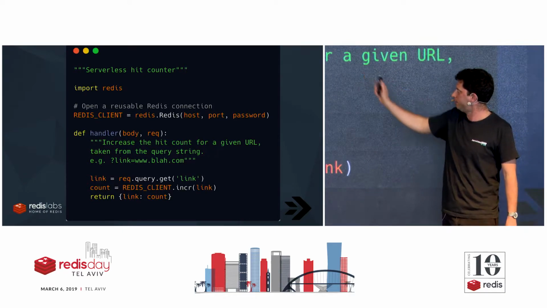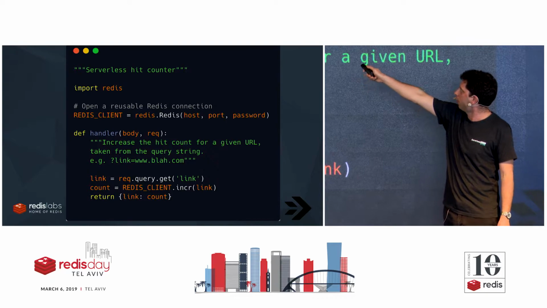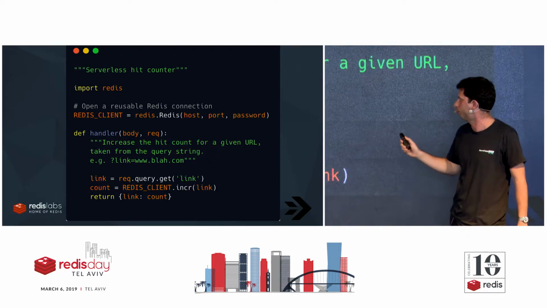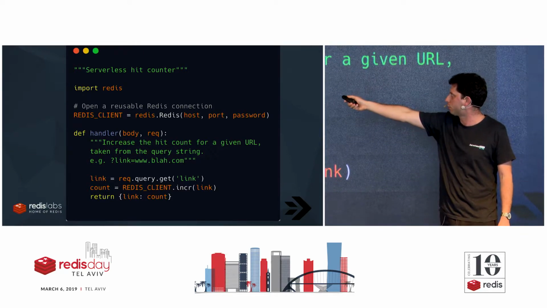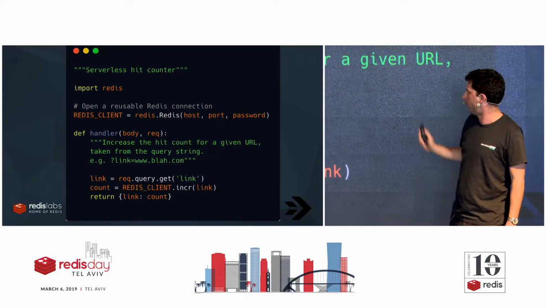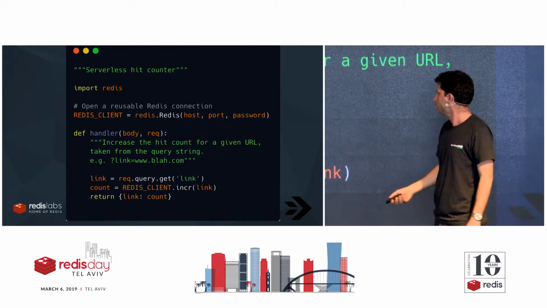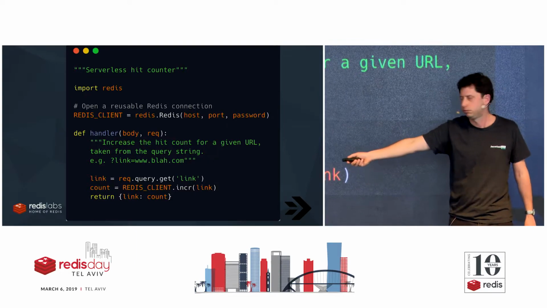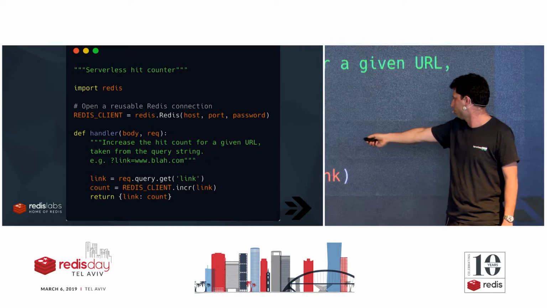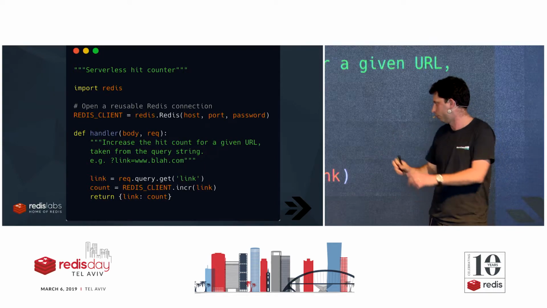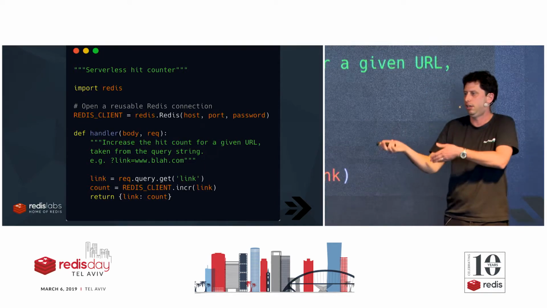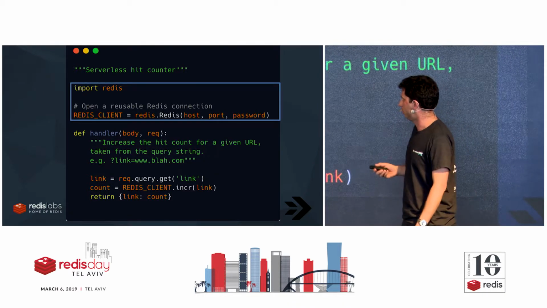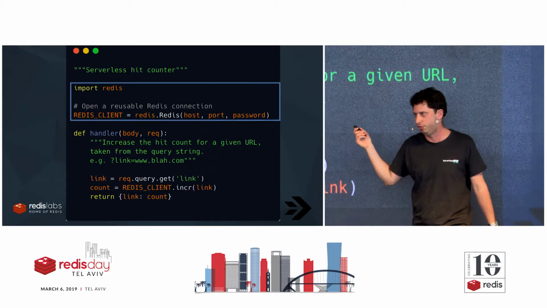So our top-notch developer comes with this function, serverless hit counter. It imports Redis. It opens a connection to Redis here on the fourth line. And then we'll have a function that gets the body, the HTTP body. It extracts the link from that body. And then it increases, using Redis INCR, for that link and returns the link and how many users already visited that count.